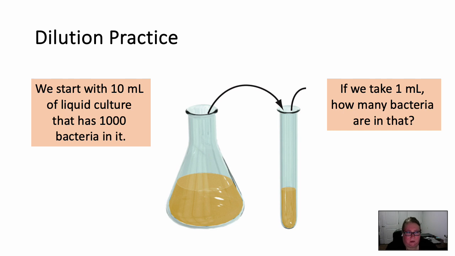So if that's how we get a pure culture, how do we count cells? How do we know how many cells are in a culture? Okay, so how much bacteria is there? So let's talk about this, because the way that we determine how many bacteria are in a sample is we use what is called a dilution.